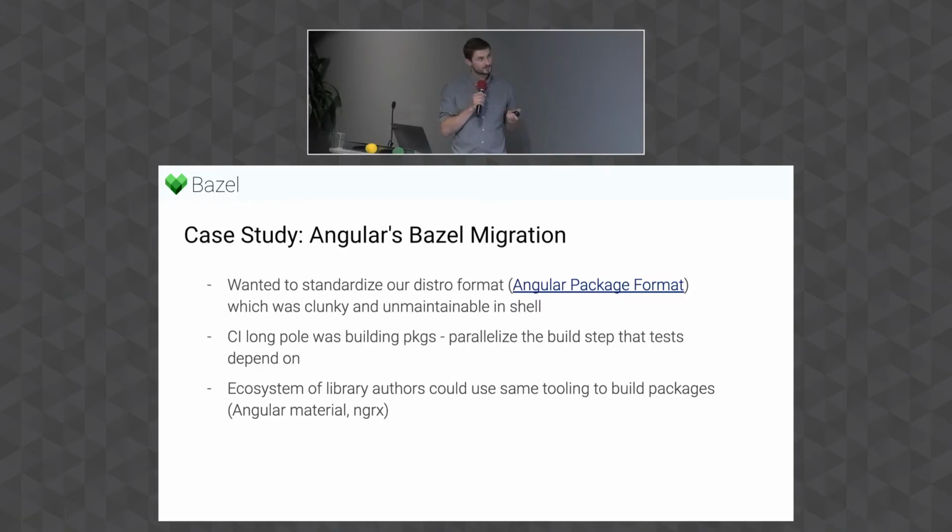So the case study on this is back to Angular. And when Angular migrated to Bazel, they wanted to standardize their distribution format called Angular package format. In the old build, the legacy shell script, it was clunky, it was unmaintainable, it was not portable. It was the long pole for them, building packages on CI, so that was a natural first fit. And they were able to parallelize this using remote cache and execution and really get a good value right away. And I don't remember the CI speed up on them, but it was pretty good. It went down from like 30 minutes to maybe 5 initially.